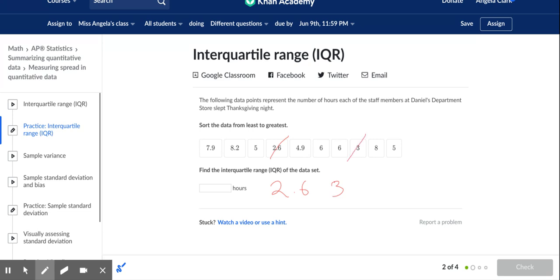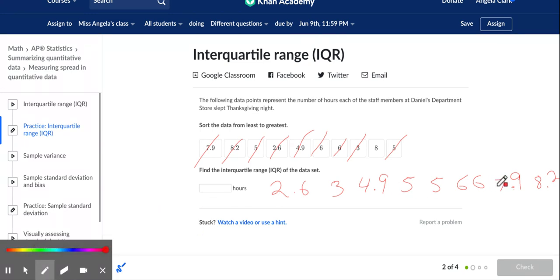The next number is 3, and then it's 4.9. And then we have 2 5s. So 5 and 5 again. And then 2 6s. And then 7.9. And then 8.2. Again, sorry for my terrible handwriting. But anyway, so that is our numbers in order.